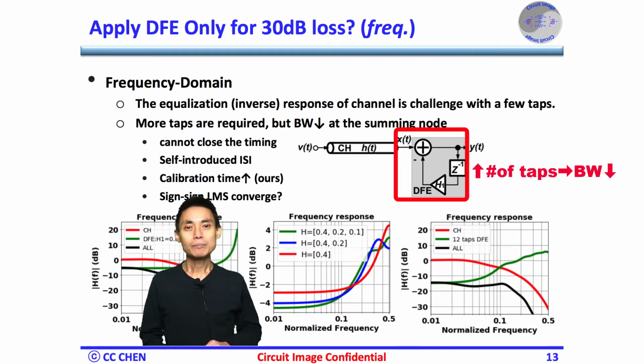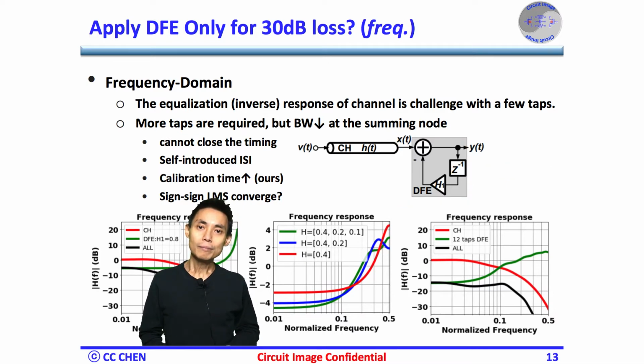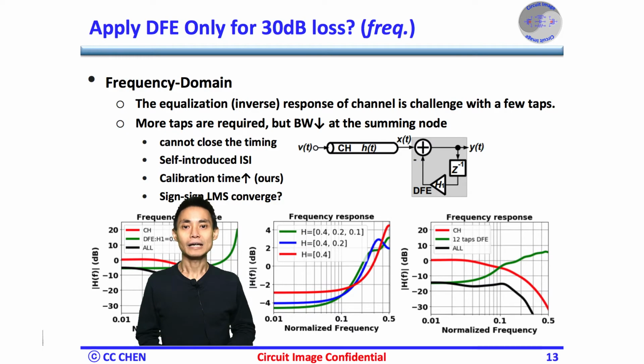Moreover, more taps will decrease the bandwidth at the summing node by creating extra device parasitic loading. Therefore, a longer settling time may not be able to cross the 1 UI DFE timing due to the self-introduced ISI.